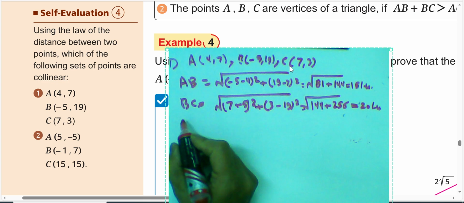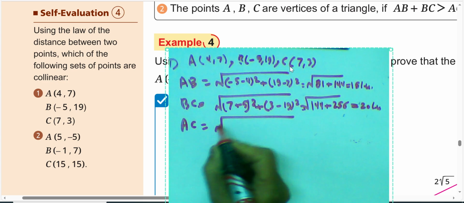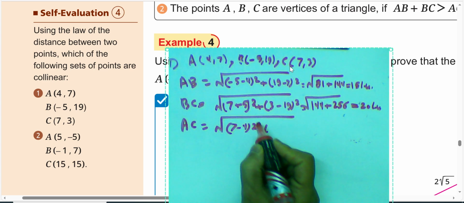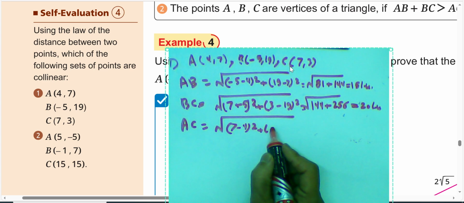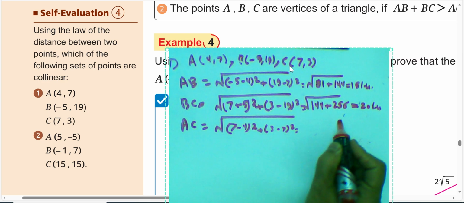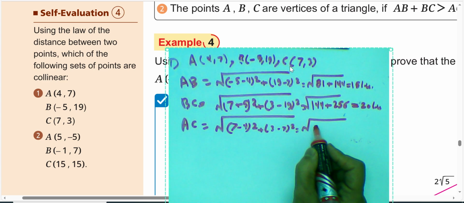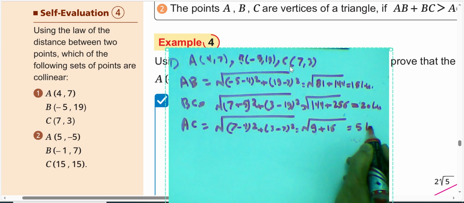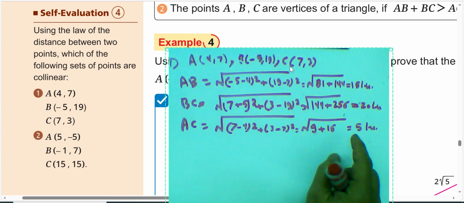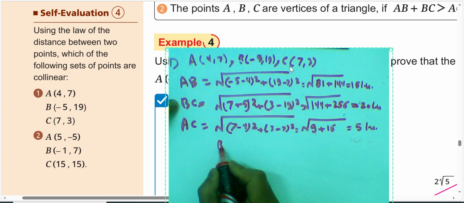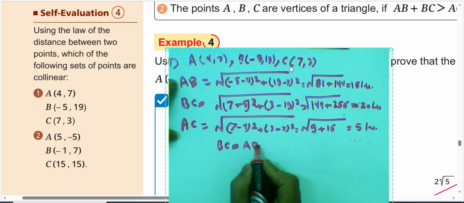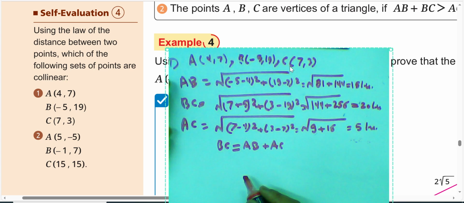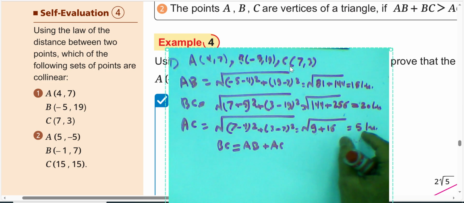And the third, we have AC, points A and C: 7 minus 4, power 2, and 3 minus 7, power 2. 7 minus 4 is 3, 3 power 2 is 9. 3 minus 7 is -4, power 2 is 16. The square root is 5 length units. Look here, the greatest number is 20. BC equals AB plus AC. 20 equals 15 plus 5.